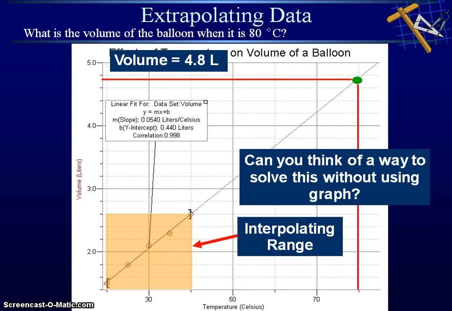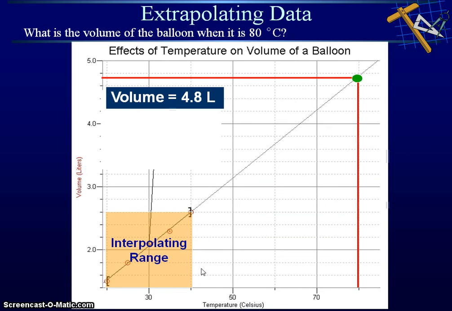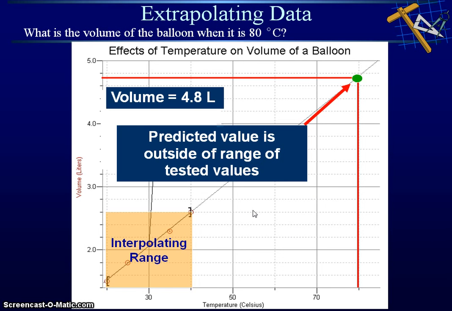In this example with our data here, 20 degrees was the lowest temperature we had the balloon at. So we measured it at 20, 25, 30, 35, and 40. 40 was the highest temperature we actually had the balloon at. So anything within this range would be an interpolating question. But in this case, we were asking 80 degrees. Well, that was way higher than we actually had the balloon at. So that type of question is outside of the range of tested values. So that is not an interpolating question. That is what's called an extrapolation.